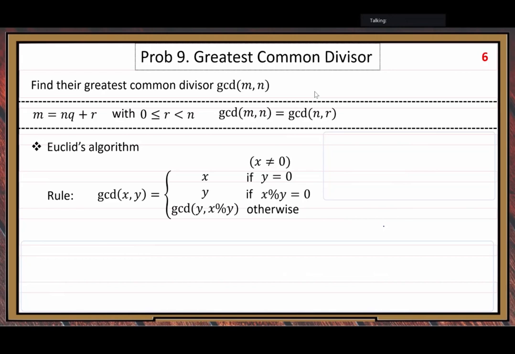Usually, in discrete math, they represent it as x mod y. If you use mod, it's also okay. But for us, percent is much shorter, much simpler. Short, clear notation. Beautiful.